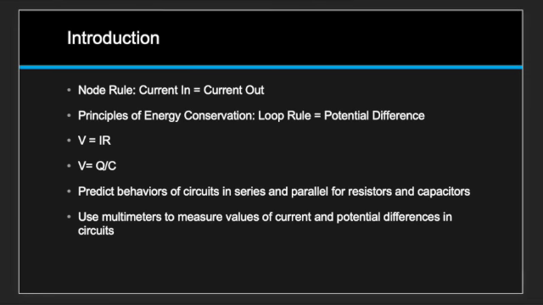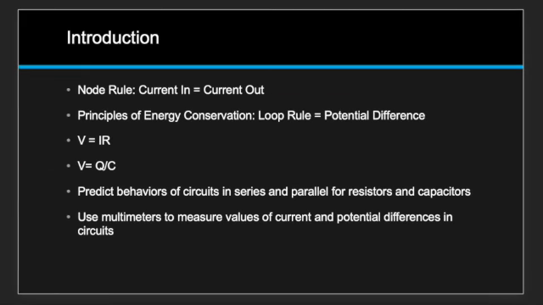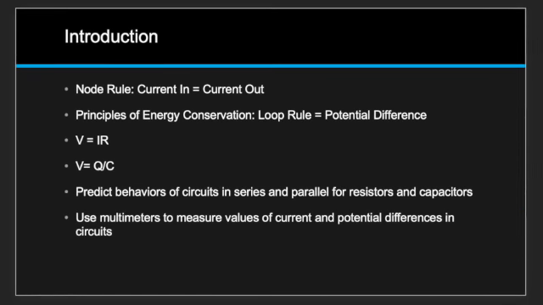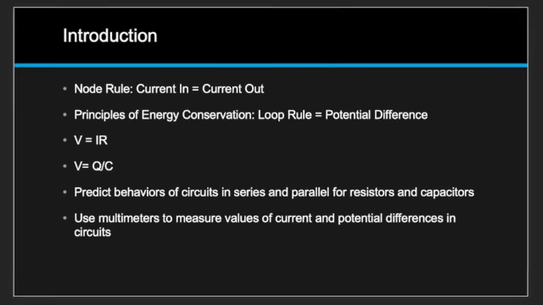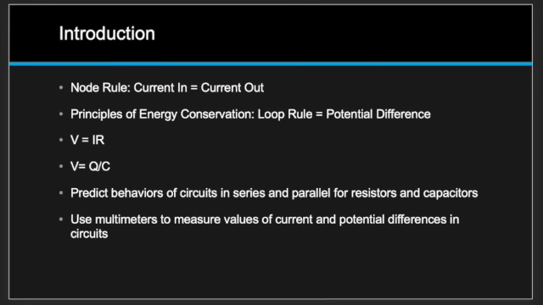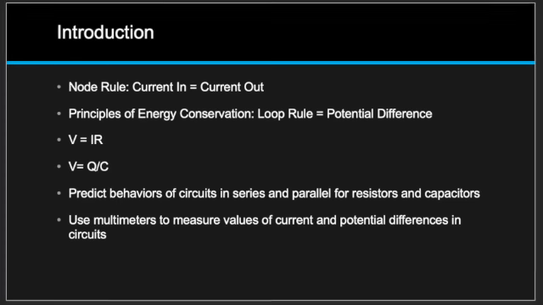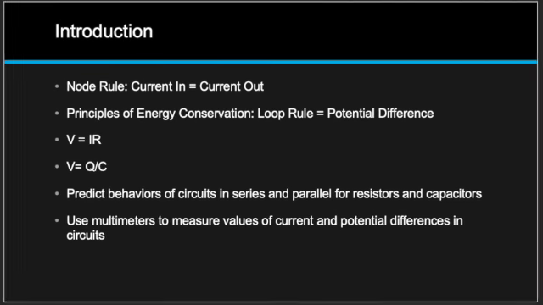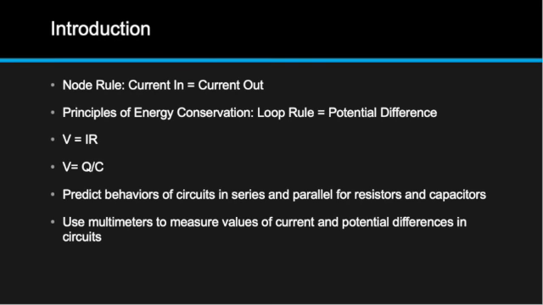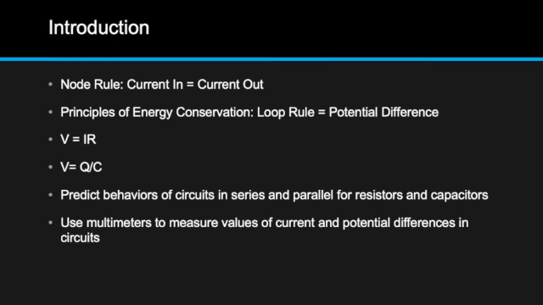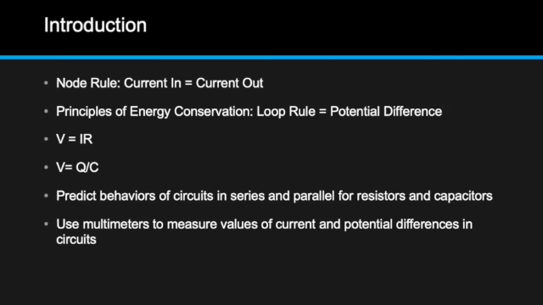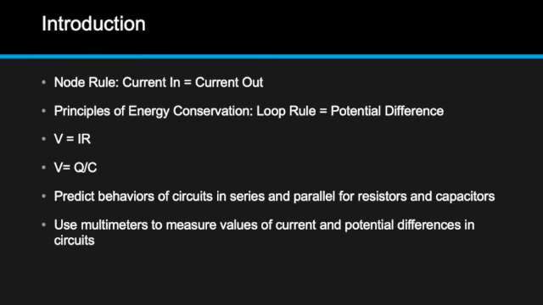For this lab, the main principles that we used were the node rule, current in equals current out, and the principle of energy conservation, which is the loop rule, saying that the potential difference across the whole circuit will be equal to the potential difference of each separate part added together. And then V equals IR, the current times the resistance, and V is also equal to Q over C, the charge over the capacitance.